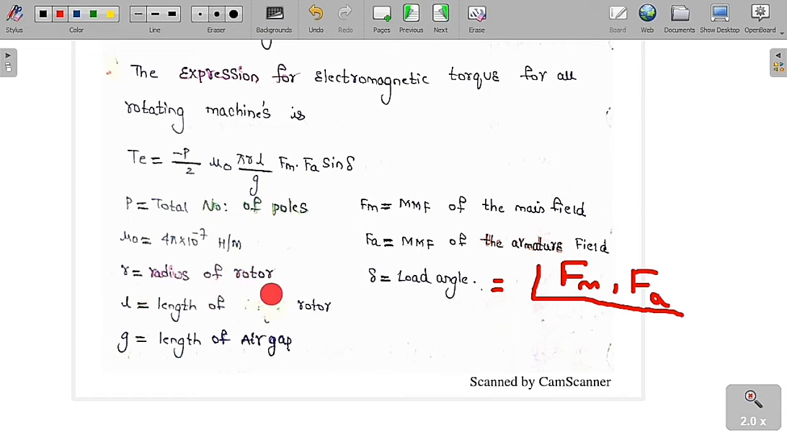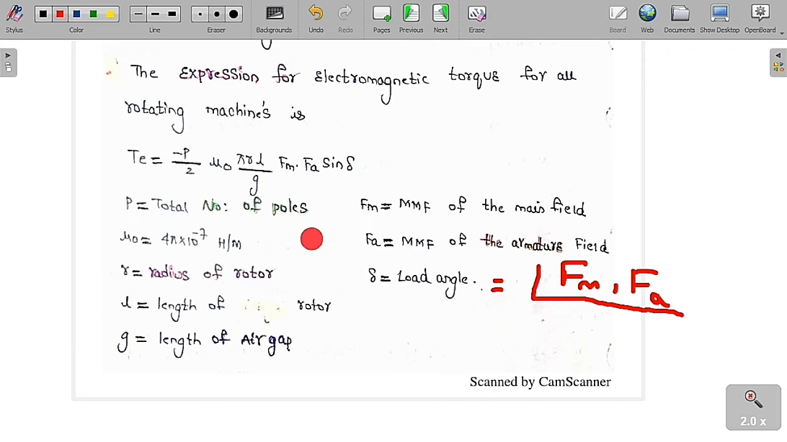And R is the radius of the rotor, L is the length of the rotor, and G is the length of the air gap. Fm is called the MMF of the main field, and Fa is called the MMF of the armature field, and delta is called the load angle, a phase angle between the Fm and the Fa. So this is the general expression of the electromagnetic torque of rotating machines, equal to minus P by 2 into mu naught pi RL by G into Fm into Fa into sin delta.